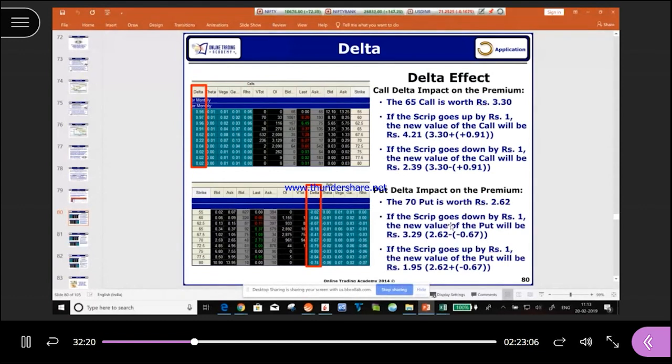And to understand the put part, forget the math that is shown here. The only thing that you have to look at is puts are negatively correlated. If underlying is dropping, put is going to go up. If underlying is going up, put is going to come down.